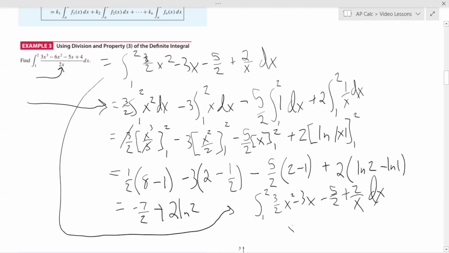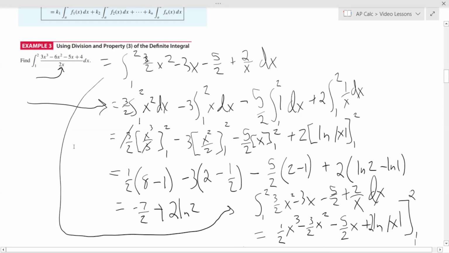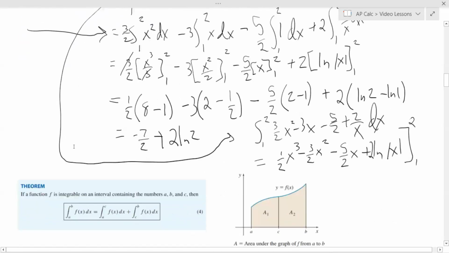So for example, you would have x cubed over 3, but it would multiply the 3 halves and it would just simplify to 1 half x cubed minus 3 halves x squared minus 5 halves x plus 2 natural log absolute value of x. And then you would evaluate that whole expression at 2, evaluate the whole expression at 1, and then subtract. You'll get the same answer, but it may reduce the amount of work that you're doing and the complexity of how it seems to be more complex.